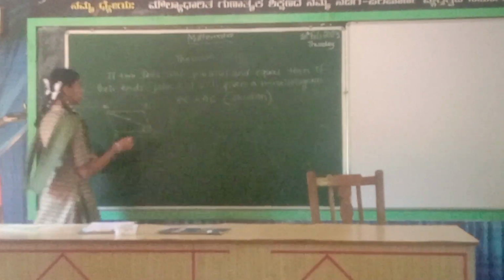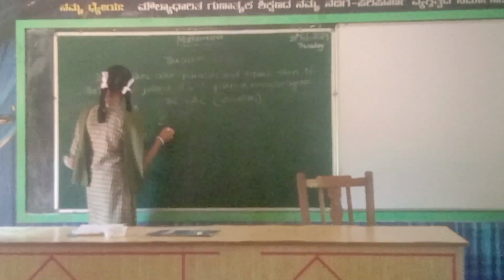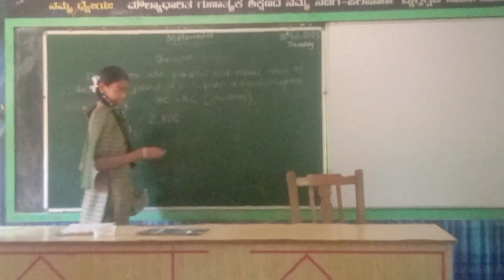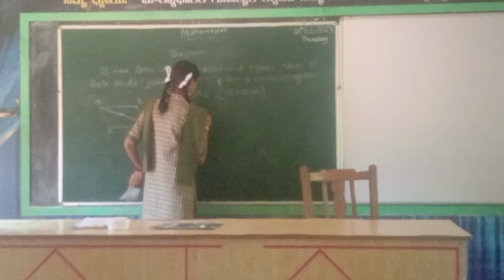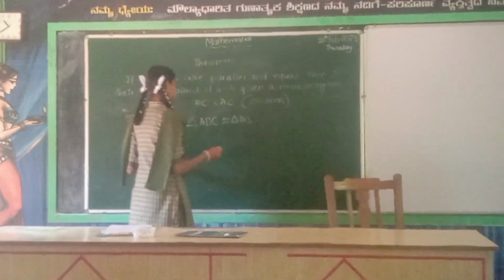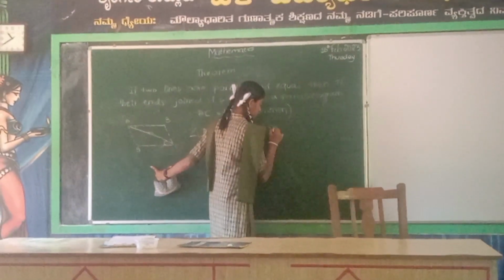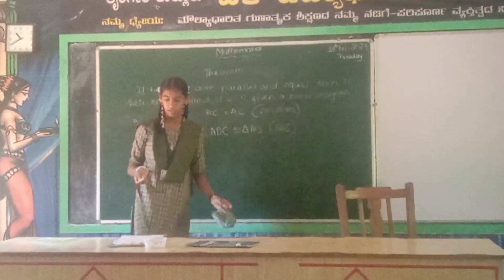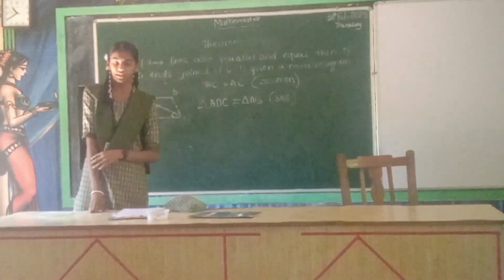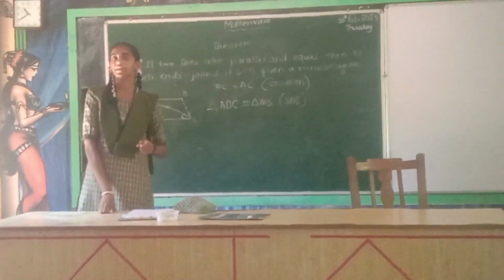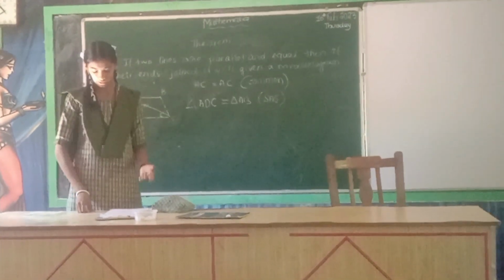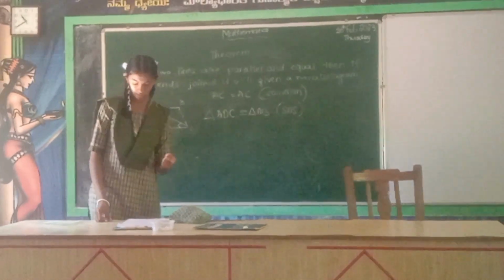And triangle ADC and triangle ABC are congruent according to SAS axiom. Now, what is SAS axiom? SAS axiom states that in two triangles, if two sides and the included angle of one triangle are equal to the corresponding sides and angle of the other, then those two triangles are congruent.